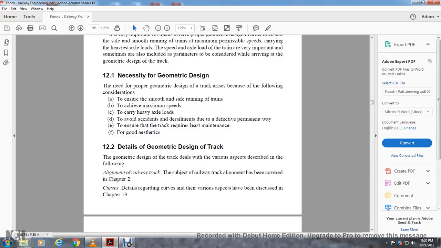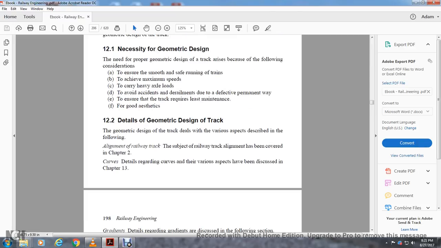12.2. The details of the geometrical design of the track. Geometrical design of the track deals with the various aspects described in the following. Alignment of the railway track: the subject of the railway track alignment has been covered in Chapter 2. The details regarding the curves and their various aspects are discussed in Chapter 13.